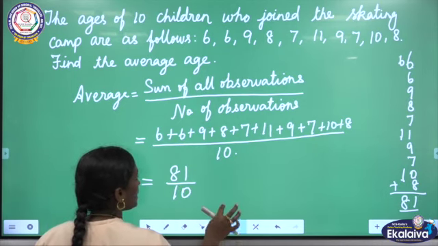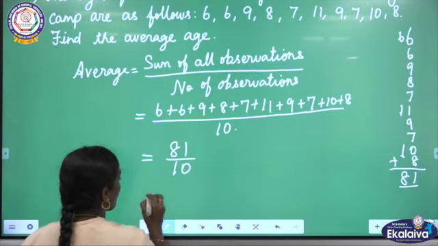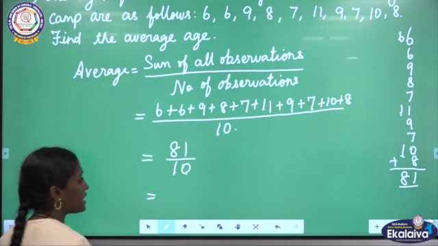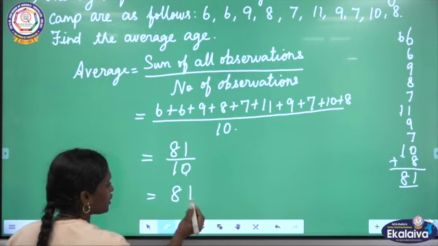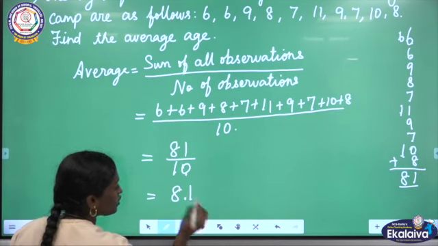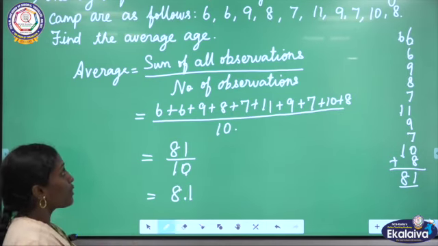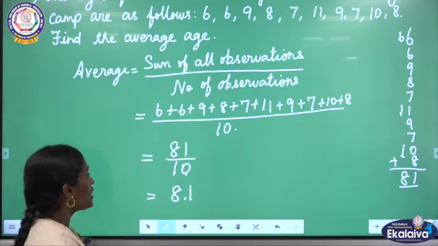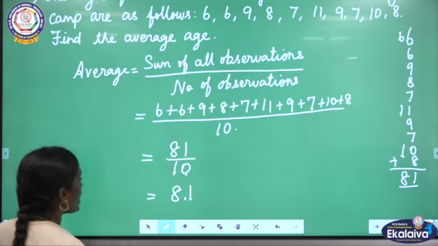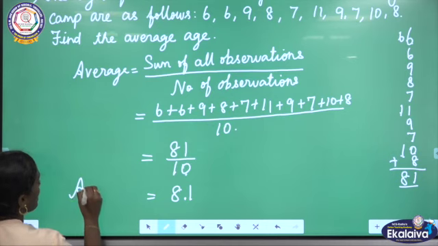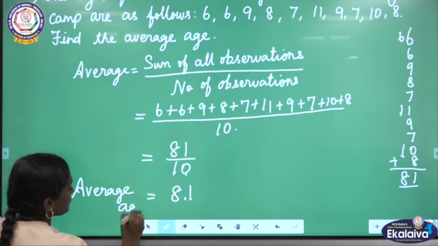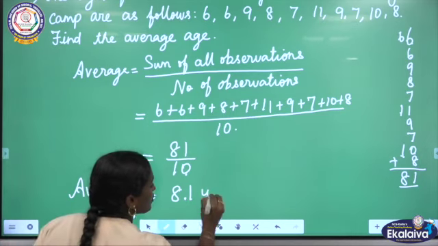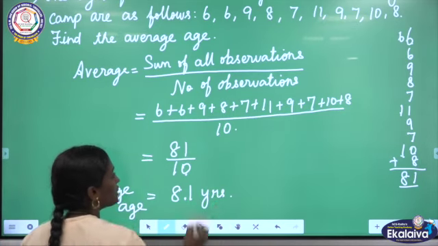Here we are dividing the number by 10. So, 1 zero is there, so in the answer we need 1 decimal place. So, 81, here 1 zero, 1 decimal place. From the last, before 1 digit, we have to keep the decimal point. So, this is 8.1. This is the average age. Age is in years, so we have to write years.